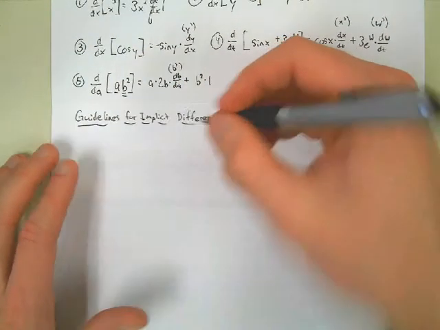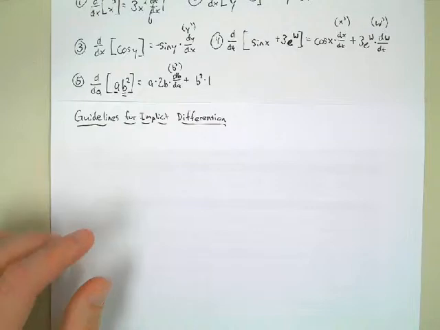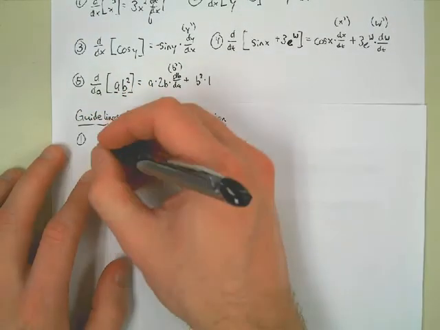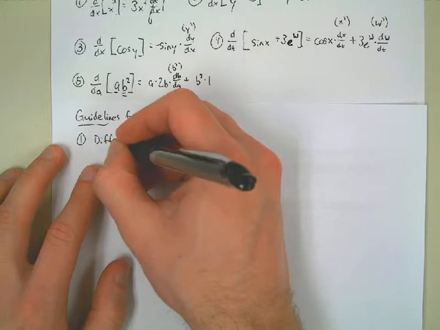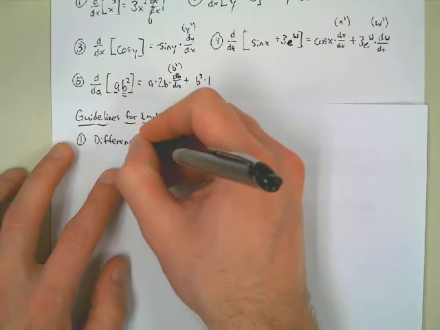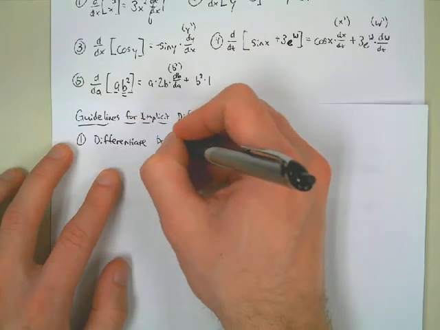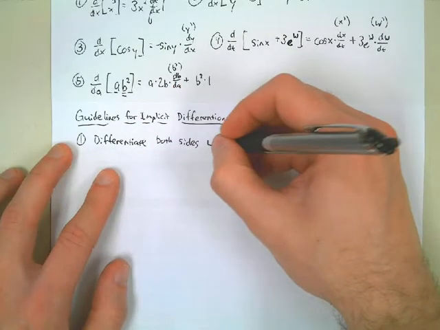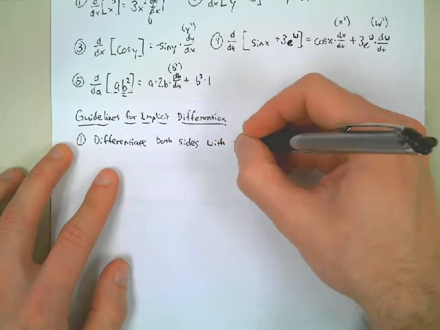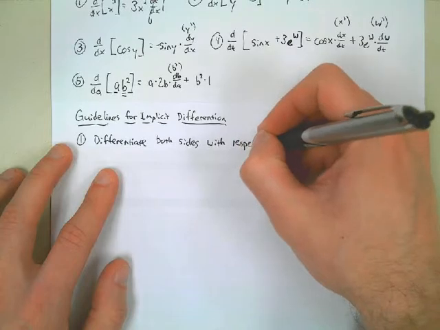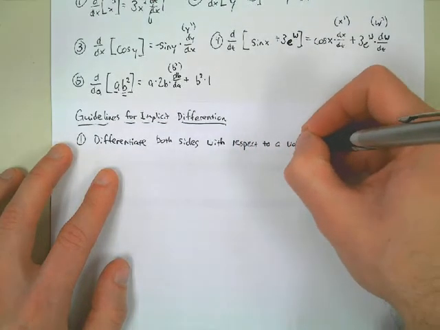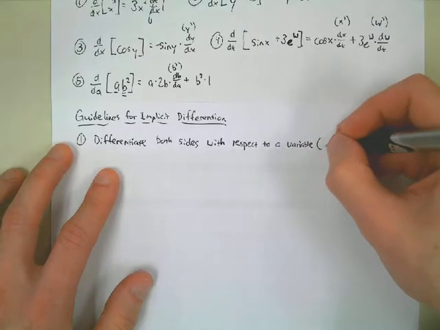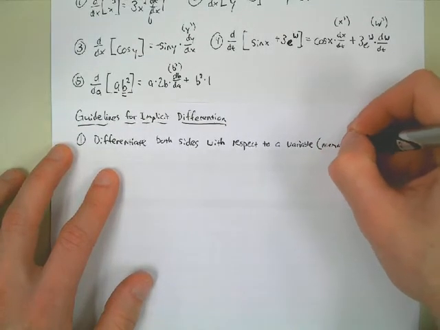Okay, so step 1. When you are doing implicit differentiation, you're going to differentiate both sides with respect to a variable. The problem will specify. Normally it's x.